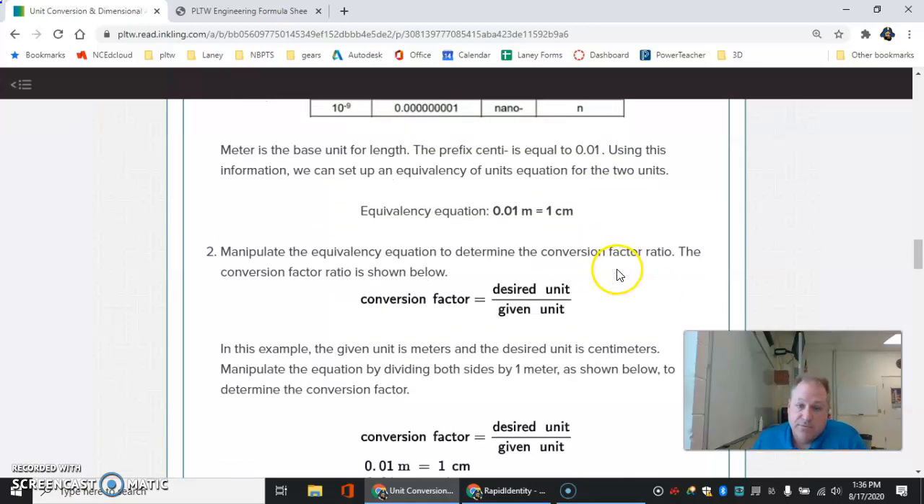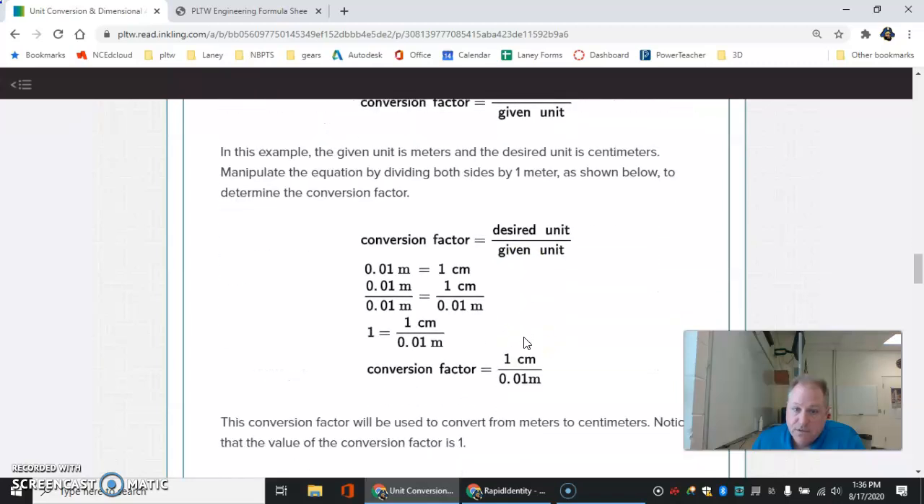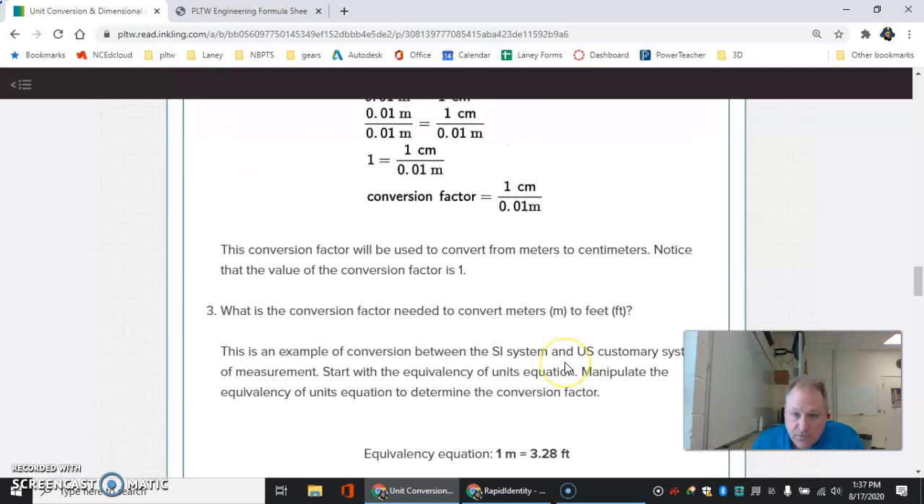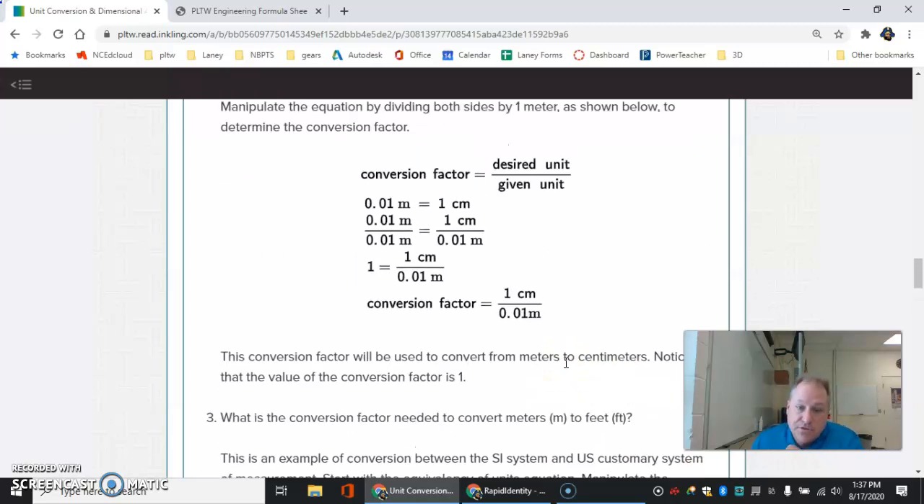So down here in my example, conversion factor, multiply my desired unit, which is centimeters, over my given unit, which is meters. And then if I come down here, 1 centimeter over 0.01 meters, this is equal to 1. 1 centimeter is equal to 0.01 meters. So if I'm multiplying by this conversion factor, I'm multiplying by 1, so I'm not changing the value. So this converts it from meters to centimeters.